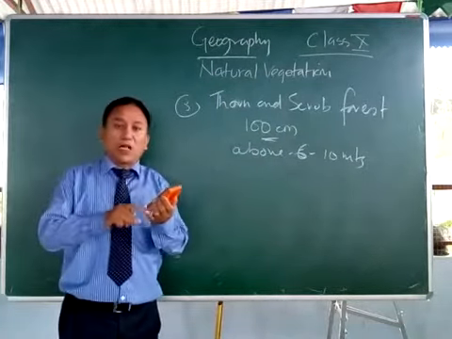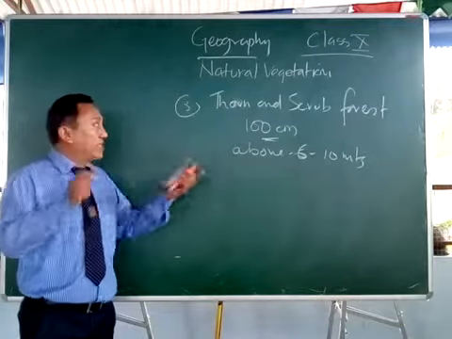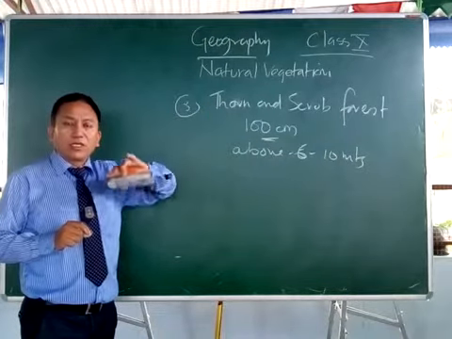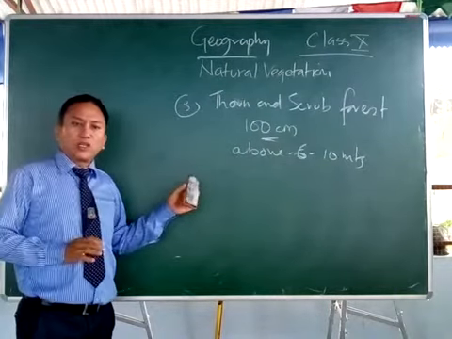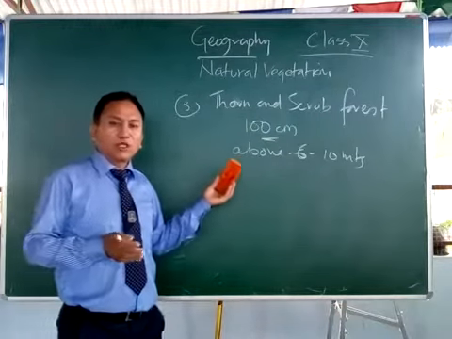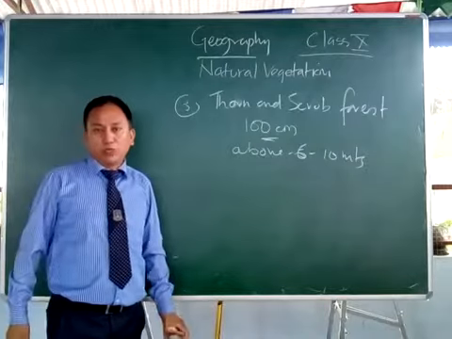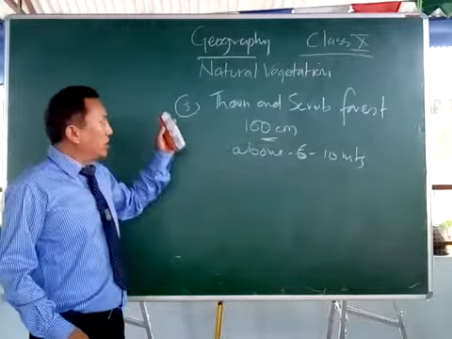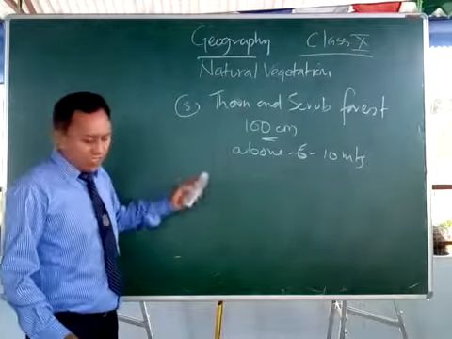Rajasthan, Gujarat, Southwest Punjab, Karnataka, and Andhra Pradesh are the areas where the thorn and scrub forests are found. Babul is one of the very important trees found there. It's used for tanning hides and skin. Then we also have khajuri, which is a very durable wood. It can be used for making furniture and for construction purposes as well. So that was something about the thorn and scrub forest.